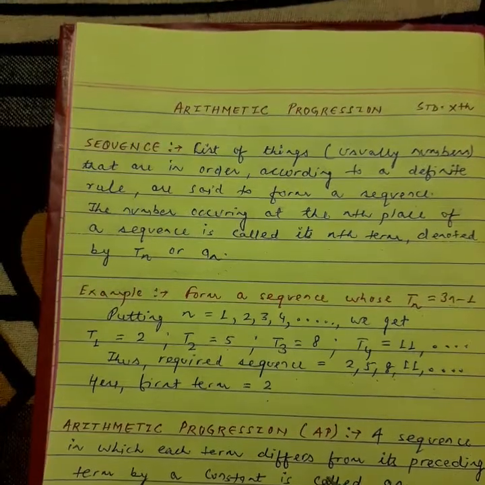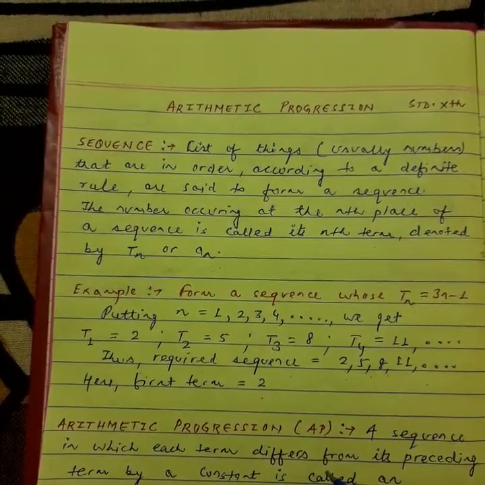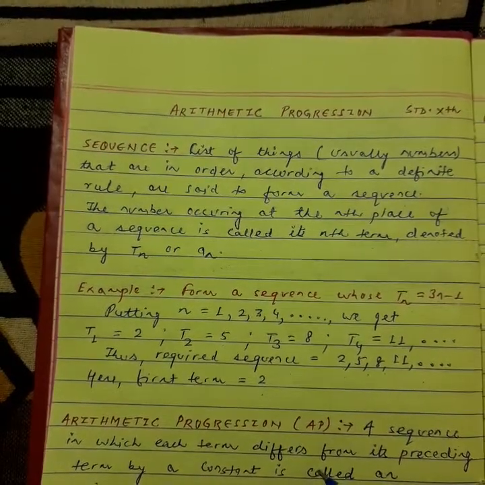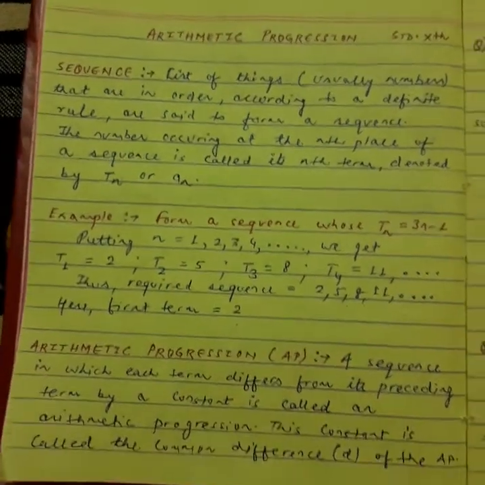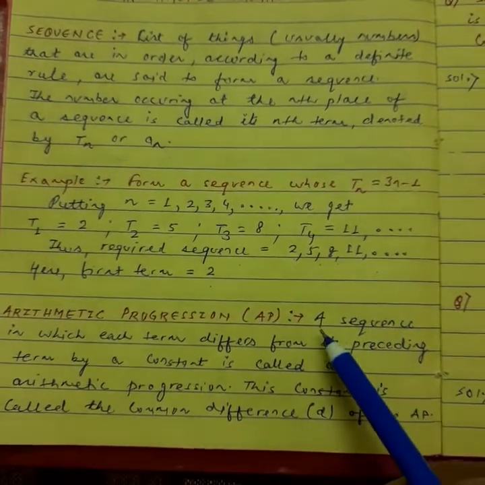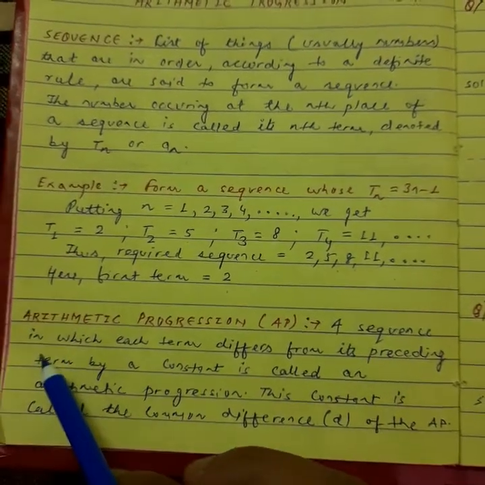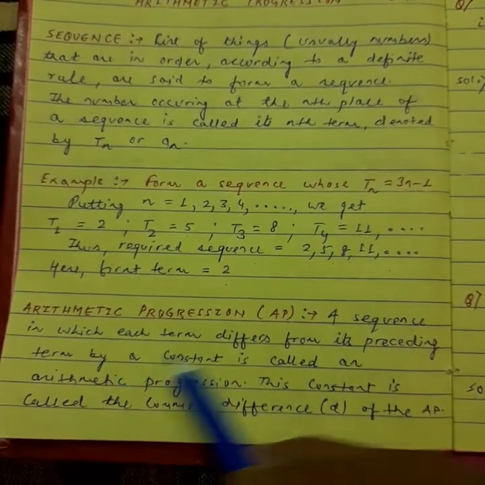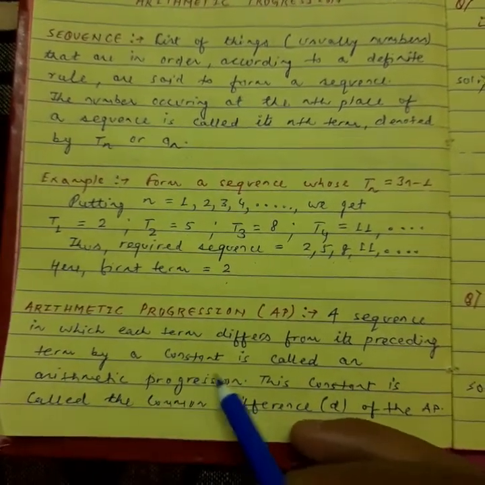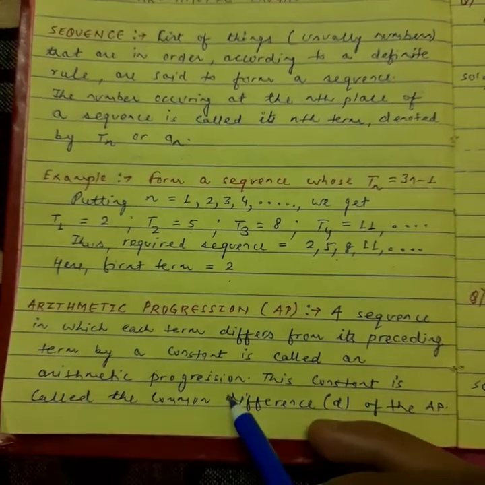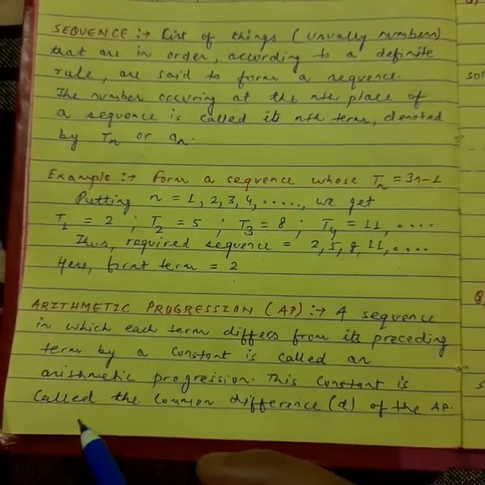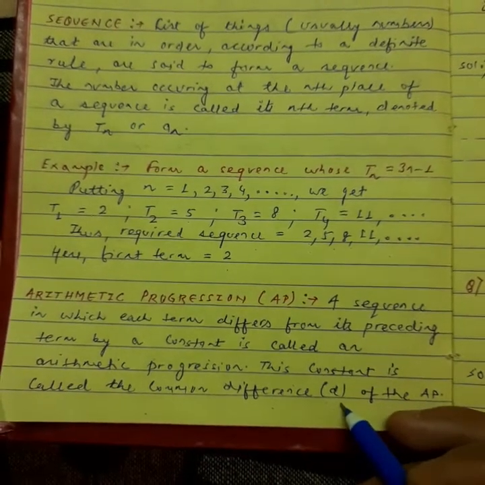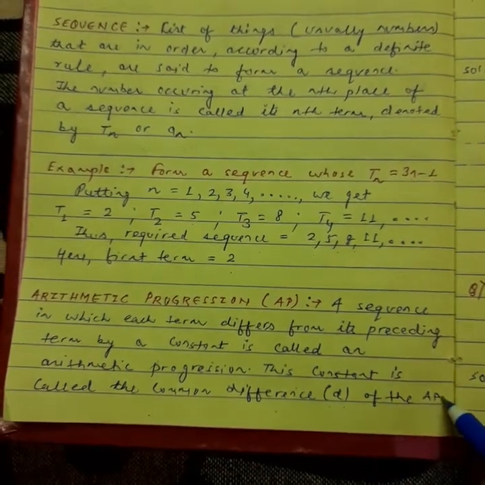Now we will move on with the chapter, that is arithmetic progression. So what do we mean by arithmetic progression? A sequence in which each term differs from its preceding term by a constant is called an arithmetic progression. This constant is called the common difference, which is denoted by small d of the AP.